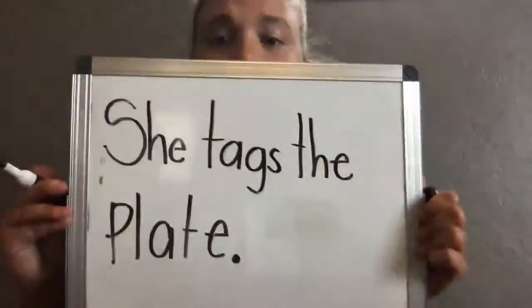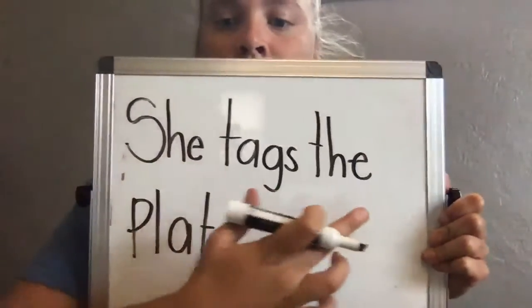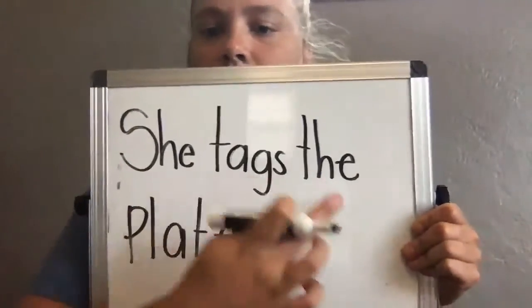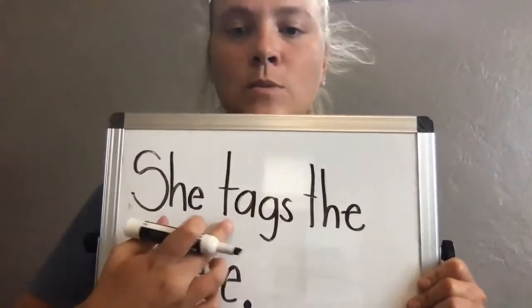So I'm going to take the word tags and put it into a sentence. So what I want you, first grade, to do is go ahead and pause the video, take your piece of paper and your pencil, and write the word tags in a sentence. All right? So an example would be, like I wrote right here, she tags the plate. But I want you to write something different than me. So we're writing a sentence with the word tags in it. So go ahead and pause and write your sentence.